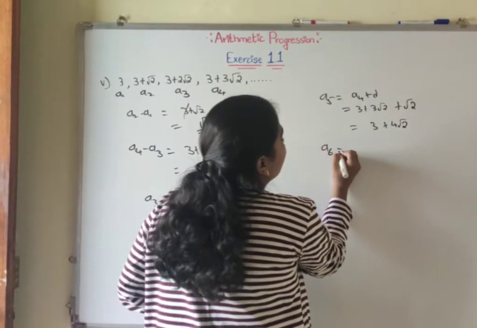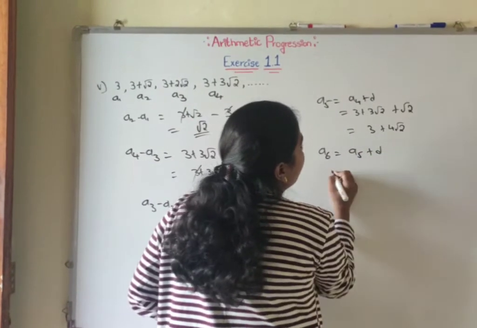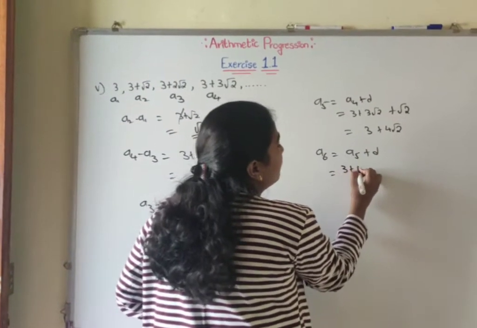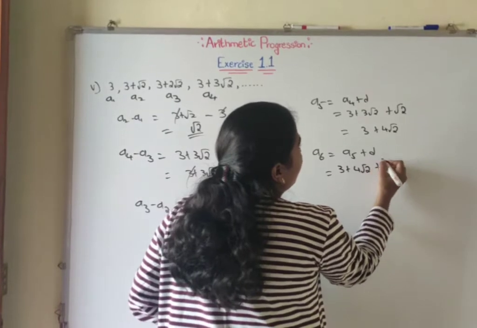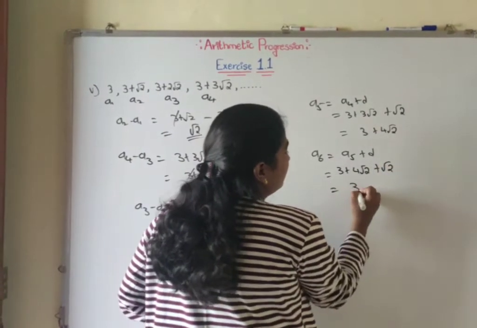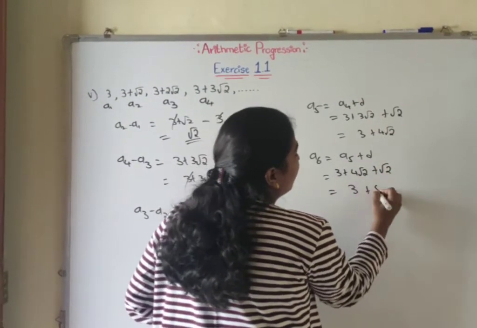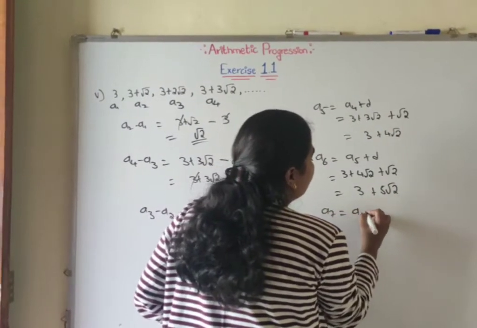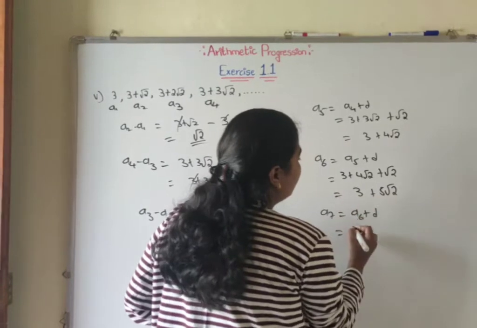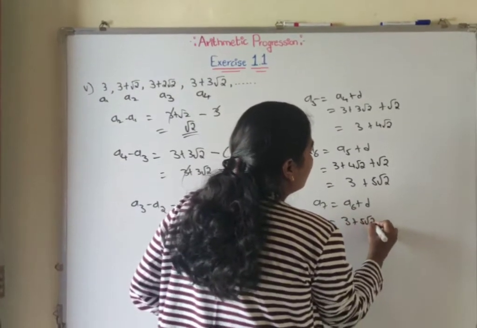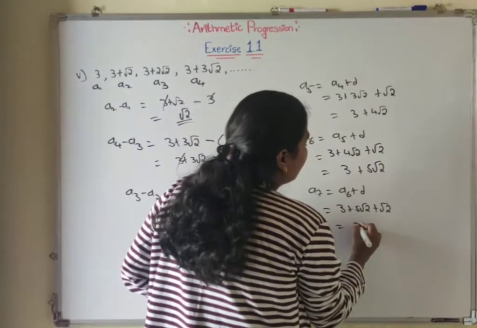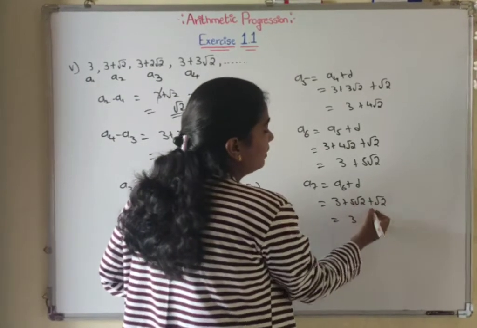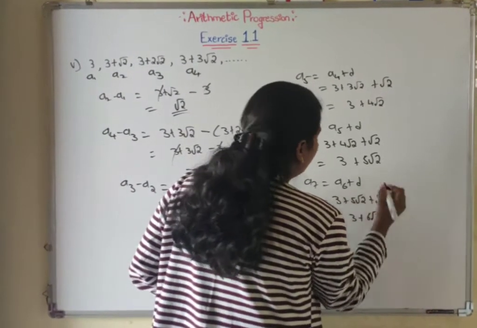Now A6 is A5 plus D. A5 is 3 plus 4 root 2. D is root 2. 3 plus 4 plus 1, 5 root 2. Now A7 is A6 plus D. A6 is 3 plus 5 root 2, plus root 2. We are getting 3 plus 3, 5 plus 1, 6 root 2.